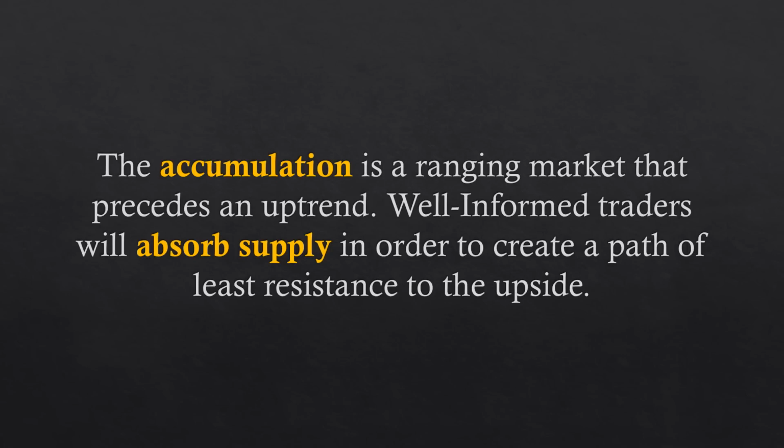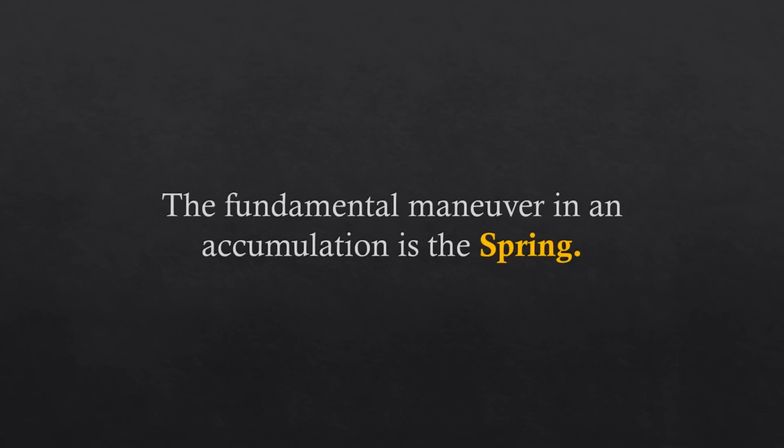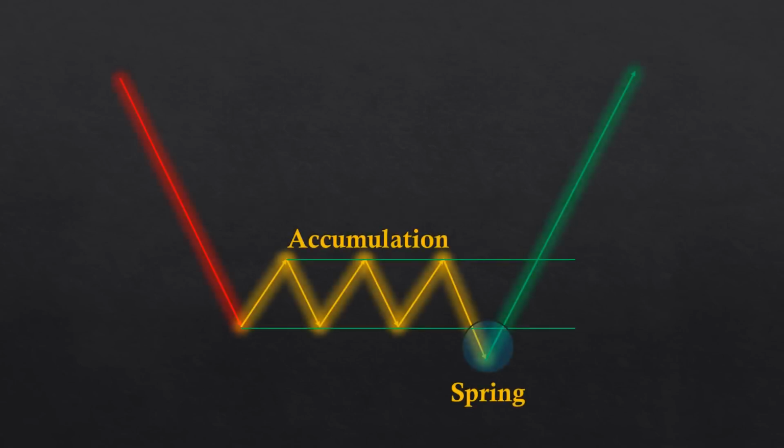It logically means that if large traders create the accumulation, the downtrend that precedes it is in control of uninformed small traders. As the market is driven down by the uninformed traders, large, well-informed traders gradually absorb supply in order to create a reversal. The fundamental maneuver in an accumulation process is the bear trap, which is denominated as spring in the Wyckoff terminology. The spring is characterized by a sharp movement to the downside, which breaks the lower limit or support of the accumulation range.